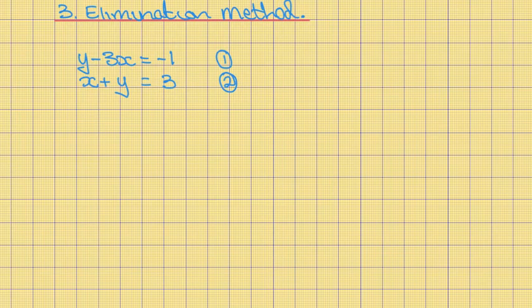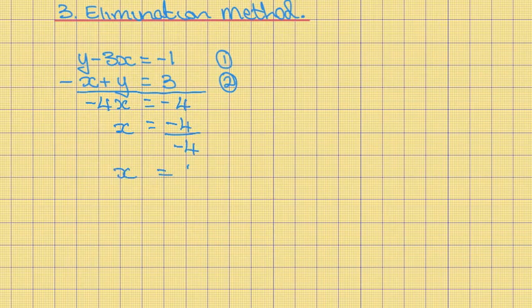If I subtract equation 2 from equation 1, I will get minus 3x minus another x is minus 4x. y minus y, they disappear. Minus 1 minus another 3 equals minus 4. Now I can solve for x, so x equals minus 4 divided by minus 4, so x equals 1.